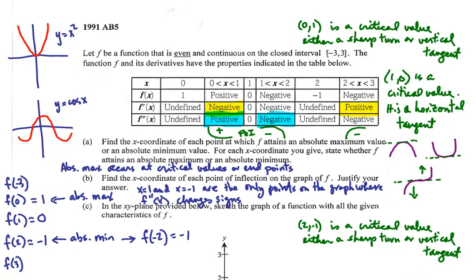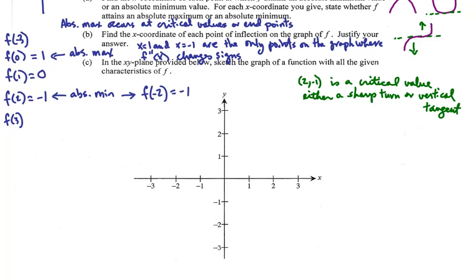What we're going to do next in part C, in the xy-plane provided below, is sketch the graph of a function with all the given characteristics of f. In this case, what I would always do is start by plotting the points that I know. So I'm going to move the screen down just a little bit. Remember that I have the point x equals 0, y equals 1, and that is the absolute max. Then I have f of 1 is 0, and because it's an even function, f of negative 1 is 0. Then I have f of 2 is negative 1, and consequently f of negative 2 is negative 1.